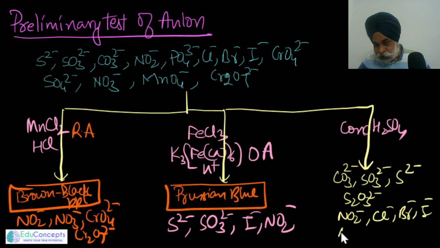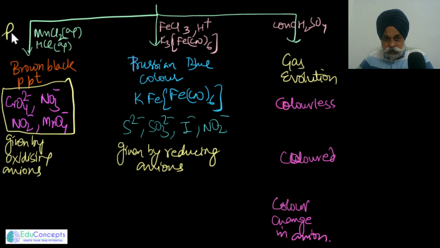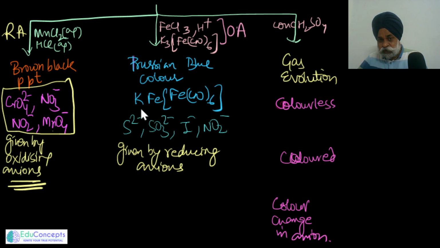Or you may have chromate ions, because chromate ion in the acidic medium would change color. So these are the preliminary things you may come across when a preliminary test of anion is to be done. Here you are able to see, because this is a reducing agent, oxidizing anions can be identified. And this is an oxidizing agent. So this is what you call the Prussian blue complex. So here you are able to see the reducing anions.